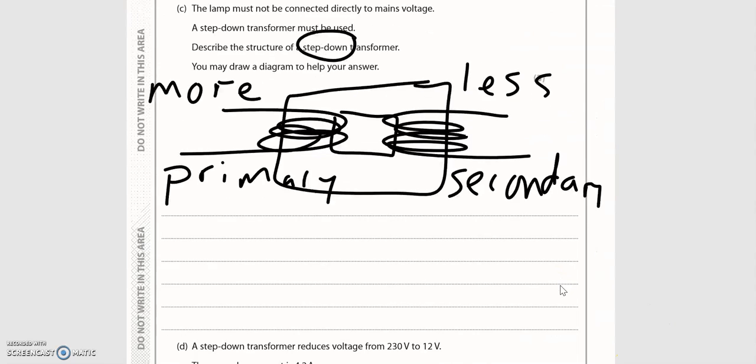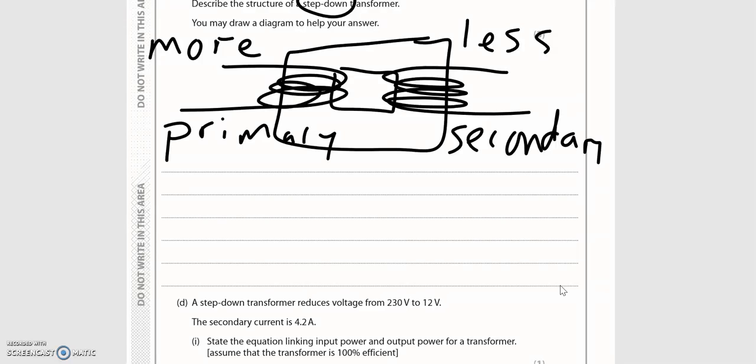You are looking for these main points, that you've got 2 coils of wire, which we've drawn, one of them quite badly. You've got an iron core. Label that up, that it's got to be iron because it needs to be a soft magnetic material. It needs to be something where the magnetism is easily changed. And your 3rd mark is that you need to have more turns on the primary coil and less turns on the secondary coil.